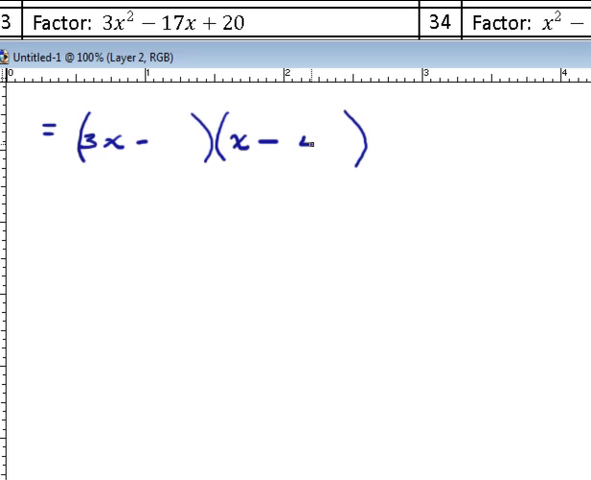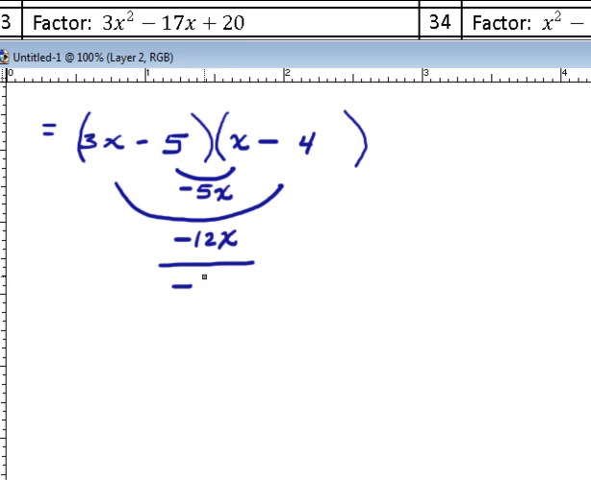So let's try the 4 here and the 5 here. Okay, so we have minus 5x minus 12x, and the sum is minus 17x. So that's the correct factorization.